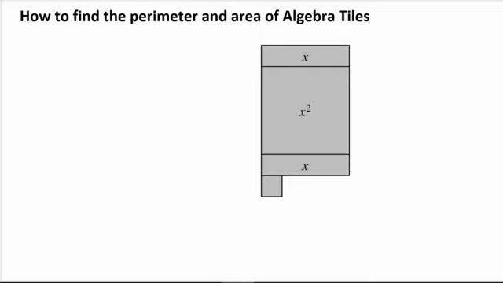In this video, we're talking about how to find the perimeter and area of algebra tiles. So just a reminder to start: perimeter is the distance around any shape. For perimeter, we're going to be finding the length around the outside. Remember, we do not include these lengths in here because it's not around the outside. We only care about the blue outline.